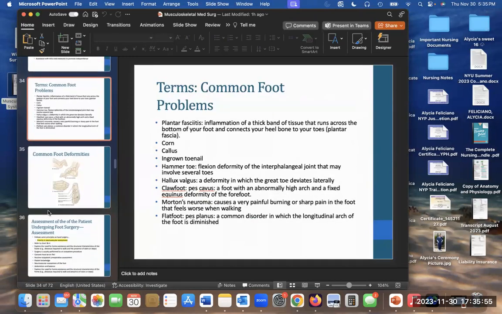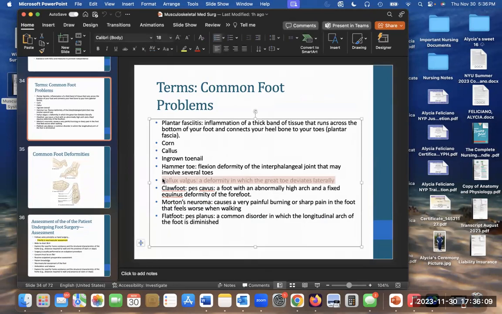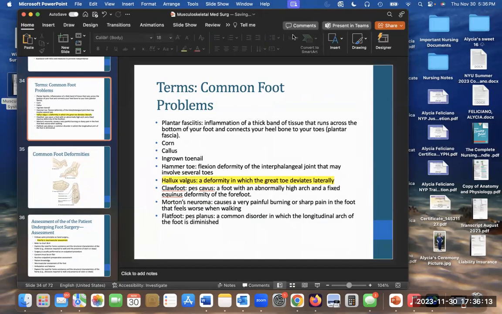Now, I've never personally been tested on foot problems, but if I were you, I would just take some time to review different sorts of foot problems, right? Like the hallux valgus is a deformity of the great toe. This one, like I said, I'm probably not saying it right. We also have claw toe, right, which is also an arching of the toe.